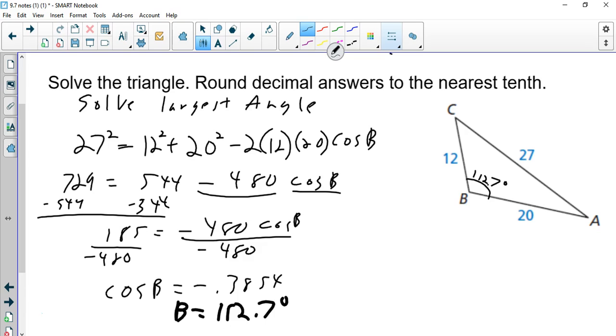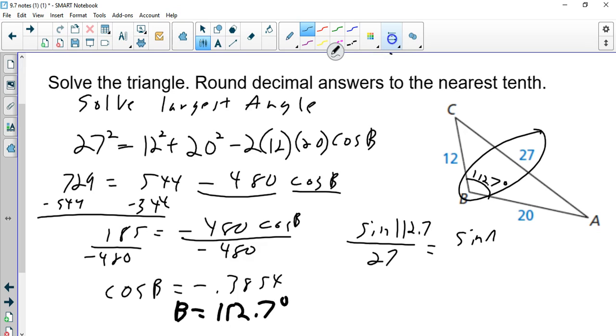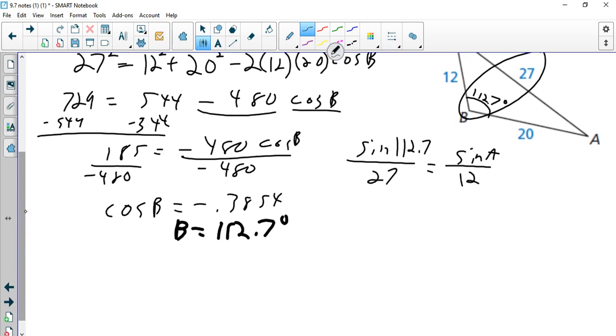Let's just make life easy on ourselves and do the law of sines. Here's our magic ratio. Sine of 112.7 over 27 equals, now you pick A or C. I'm going to go with A. Sine of A over 12, because that's the side opposite angle A. Now I just cross multiply and divide. You should remember how to do this. I'm going to skip a step. Remember, it's going to be multiply by these two and divide by 27. So I'm just going to write that. 12 times sine of 112.7 divided by 27. Cross multiply and divide.